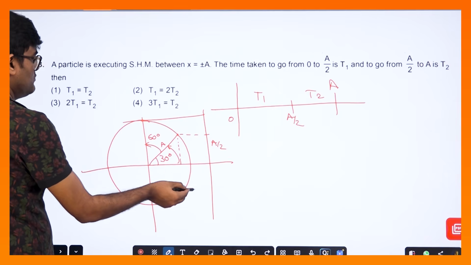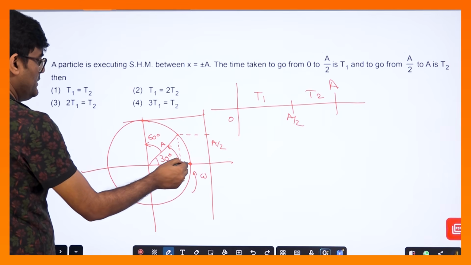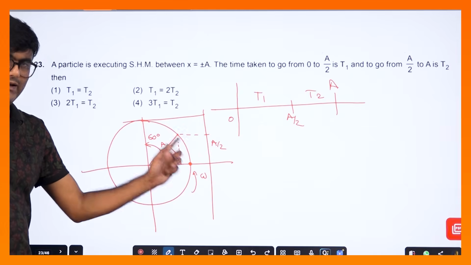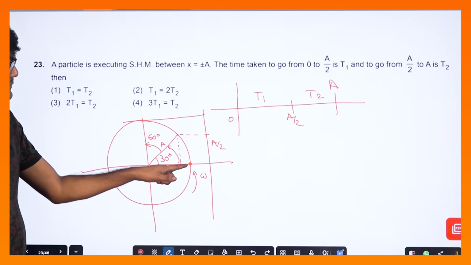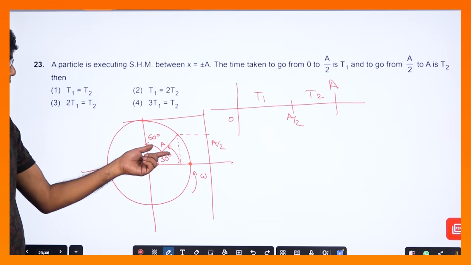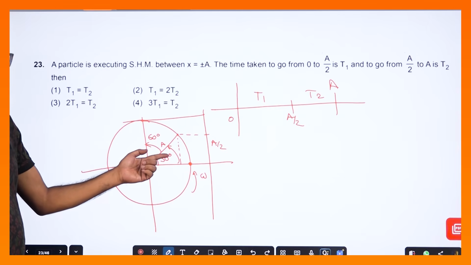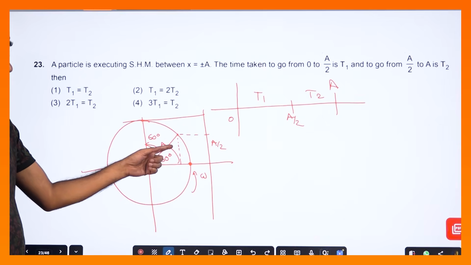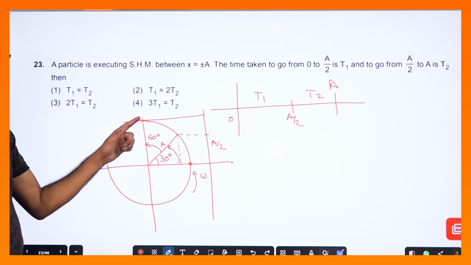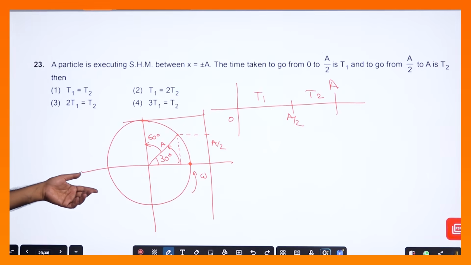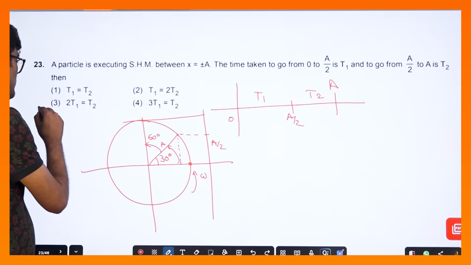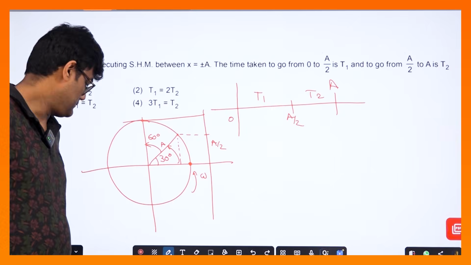Of course, if a particle is moving with the same omega, I know that SHM is nothing but the shadow of this particle moving with constant omega in a circle, right? So this particle, moving with constant omega, will take twice the time, because from A by 2 to A it is covering 60 degree, and from 0 to A by 2 it is covering 30 degree. So double the time. T2 is equal to twice T1. Option 3 is the correct answer for this question.